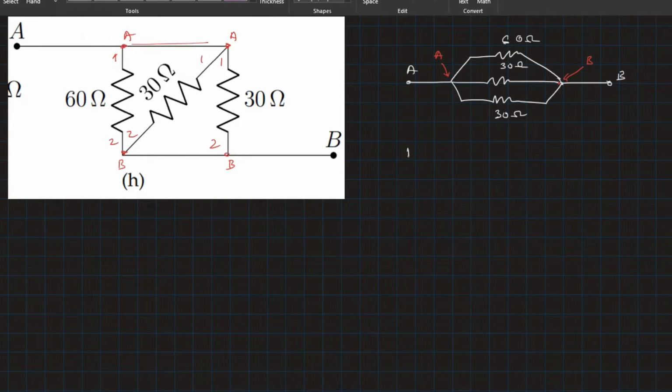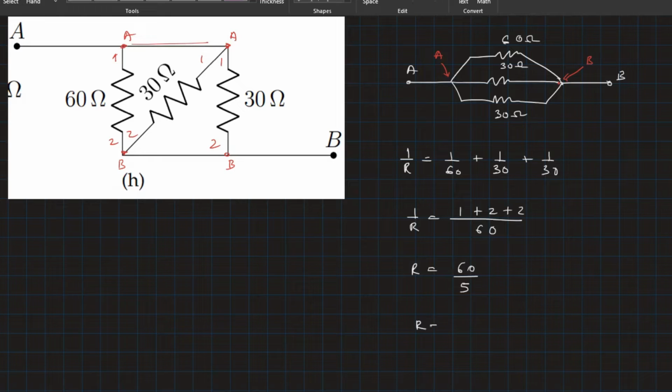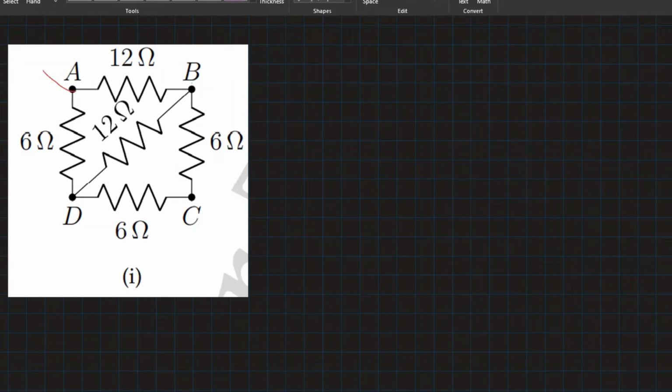So therefore, the resultant will be 1 by 60, 1 by 30, 1 by 30. So the LCM is 60. This is 1s are 2 and 2. So R will be 60 upon 5, and that will be 12 ohms. Question is to find the resistance between point A and point B.